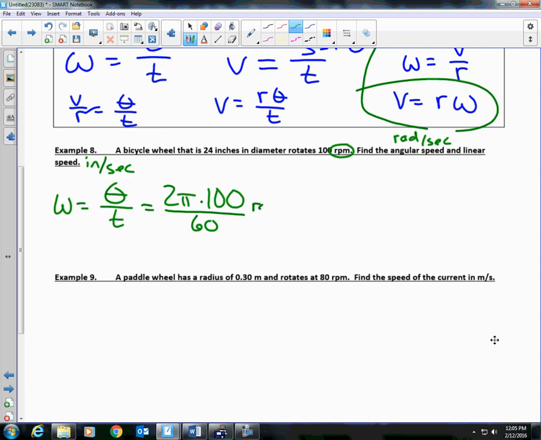So this is a radian measurement on top. This is a seconds measurement on bottom. So in other words, I have 200 pi divided by 60. Cross off the zeros. 20 over 6 is 10 over 3. So 10 pi over 3 radians per second. That is the angular speed.